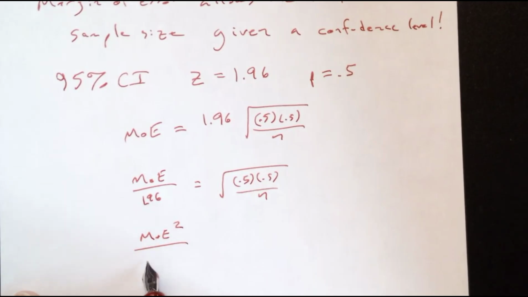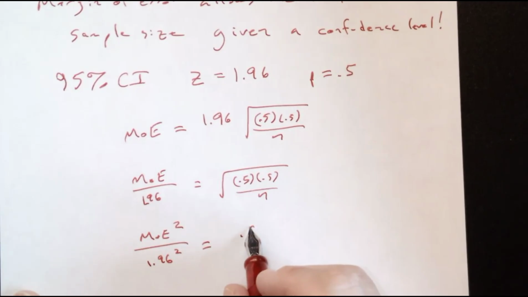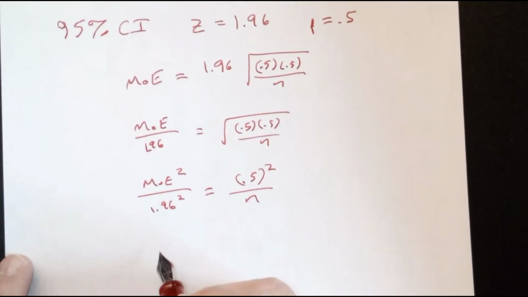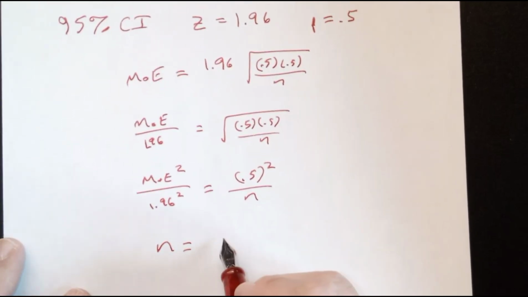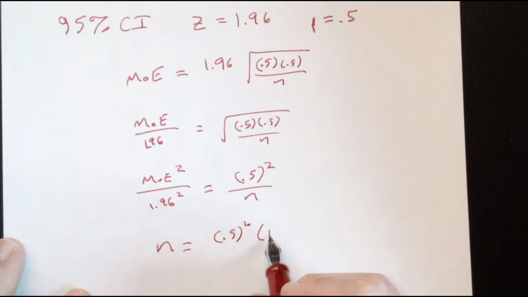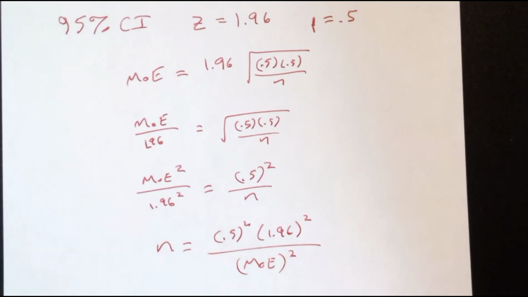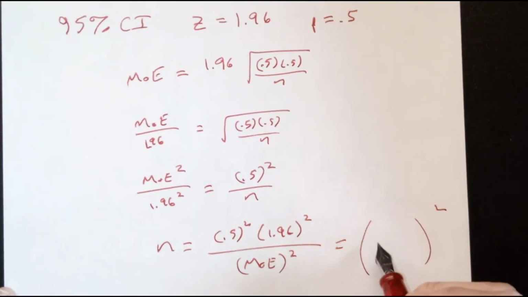MOE squared equals 1.96 squared. Hey, wait a minute, 0.5 times 0.5, that's also 0.5 squared over n. I got rid of the square root. But now I can just rearrange to get n all alone. And when I get n all alone, I get 0.5 squared, 1.96 squared over the margin of error squared. Notice everything in that entire fraction is squared. That means I can do the fraction first and then square.